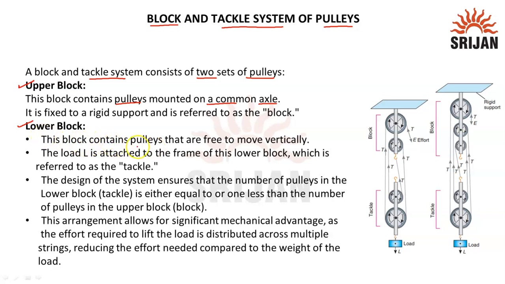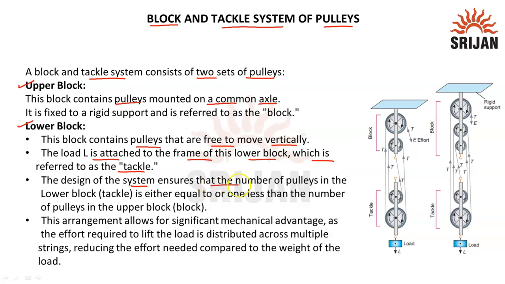The lower block contains pulleys that are free to move vertically, like in this picture. This is where the pulleys are free to move vertically. The load L is attached to the frame of this lower block, which is referred to as the tackle, also shown in the picture itself.